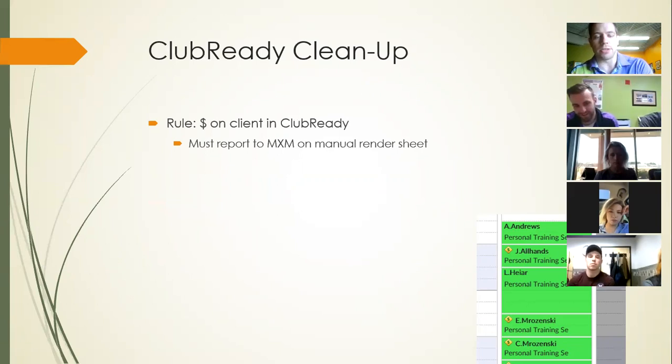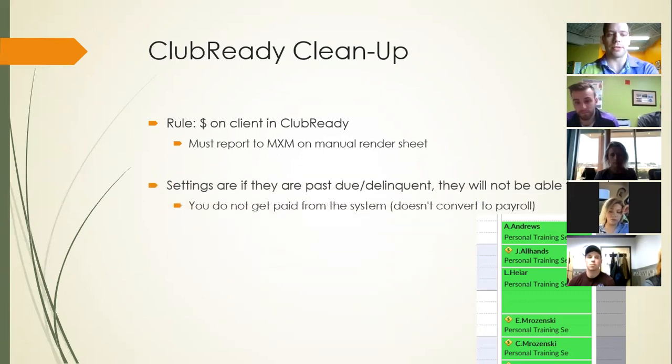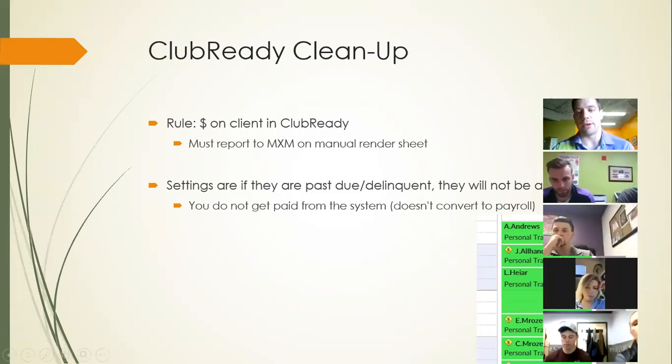So trainers, what you're going to do is if you see the dollar sign next to one of your clients, you're going to report it on that manual render sheet. That way the MXM can look into it and see what's going on and clear it up. What happens is when there's a dollar sign, I talked to Shannon about this, the settings are set for if there's a dollar sign there, that means they're either going to be past due or delinquent, and they're probably not going to be able to render their session.